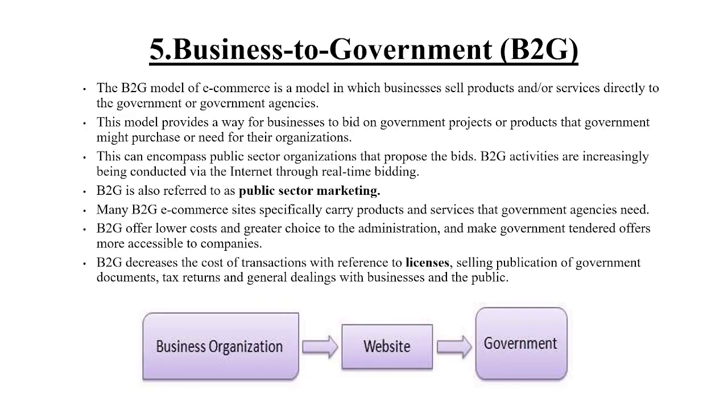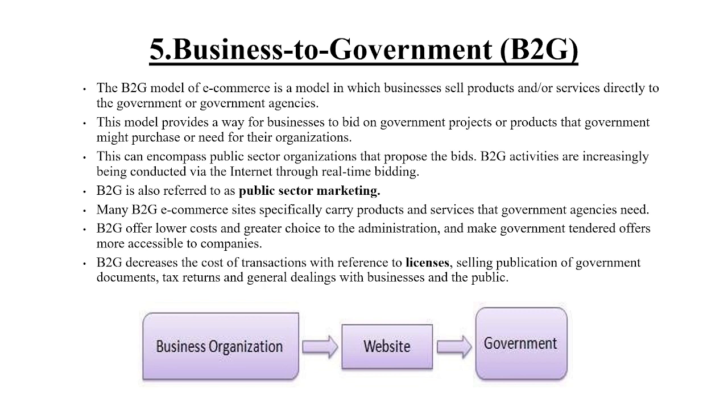Now let us move to the fifth model, that is business to government. So here, see here, the business organization and the government are going to get connected with each other through a website. So in this business to government model, business is going to sell the products or services directly to the government or sometimes to government agencies.